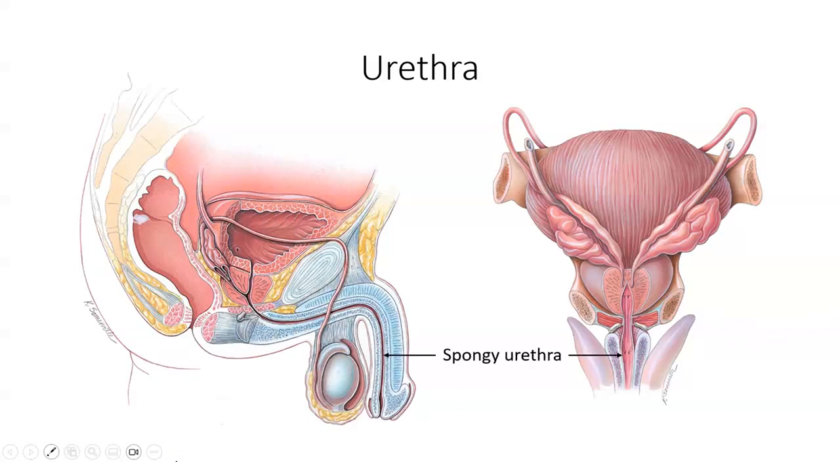This portion is about 15 to 20 centimeters long and ends at the opening to the external environment, which we call the external urethral orifice. So recapping that, all of this here is our urethra. The section that runs through the prostate is our prostatic urethra. The section that runs through these deep perineal muscles is the membranous urethra. The part that runs through the penis, and we'll talk about this in a second, but this tissue here is called the corpus spongiosum, is called our spongy urethra.